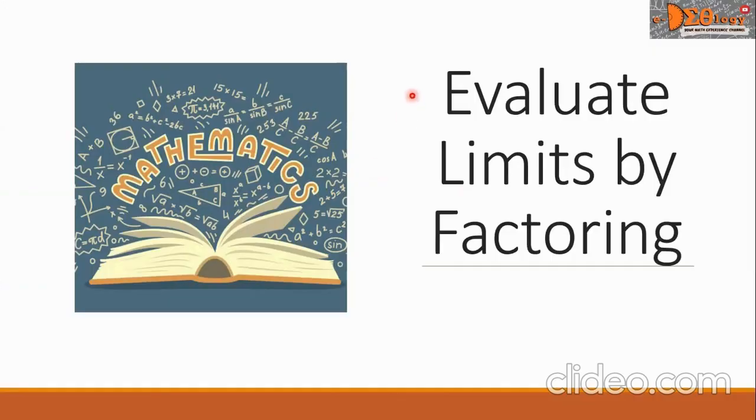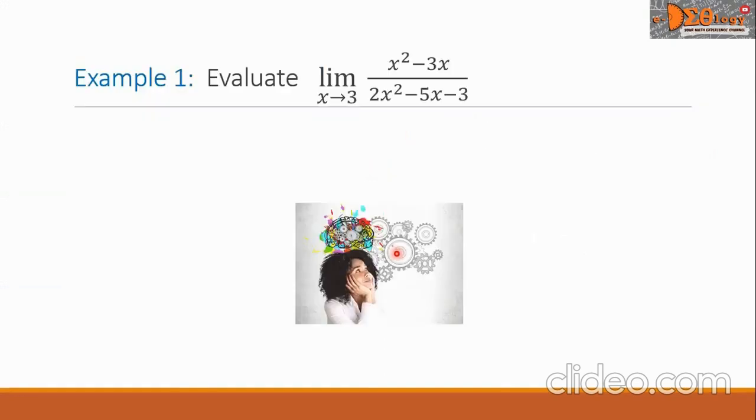Today, we're going to evaluate limits by factoring. Example 1. Evaluate the limit of this rational function, x squared minus 3x all over 2x squared minus 5x minus 3, as x approaches 3.